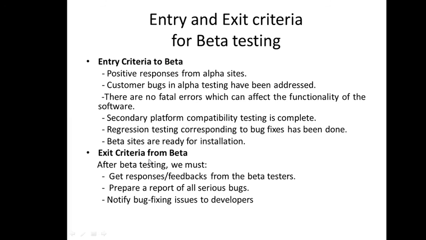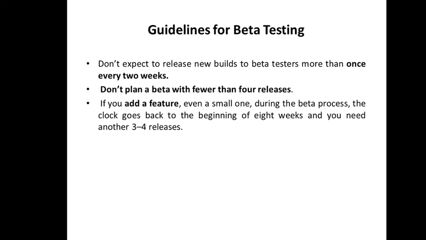Finally, the exit criteria: you will get the response and the feedback from the beta testers. You will be preparing the report, and you have to notify the bug fixing issues to the developers. So this becomes the entry and exit criteria.